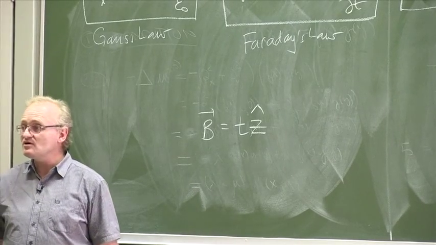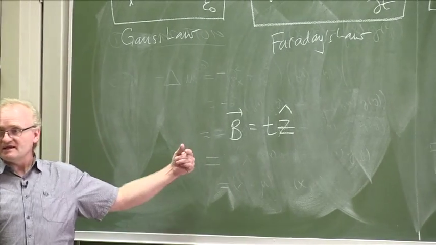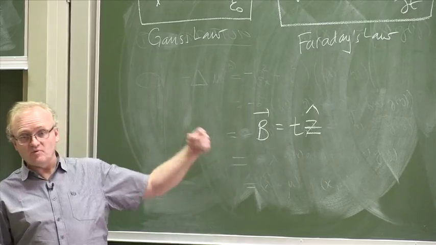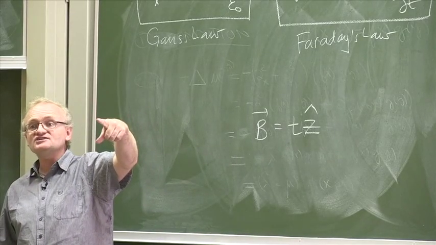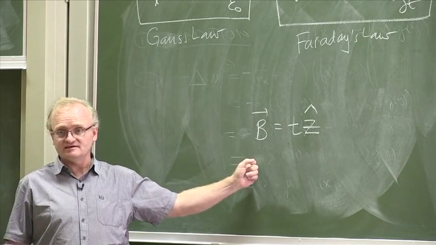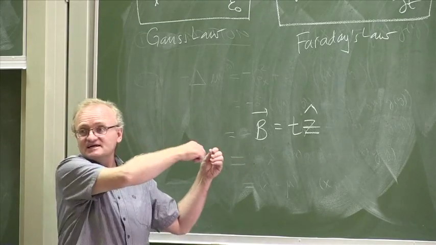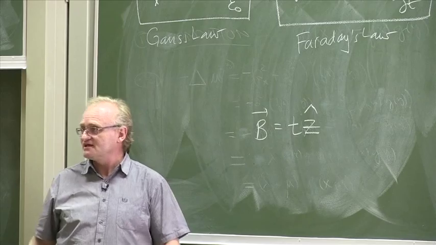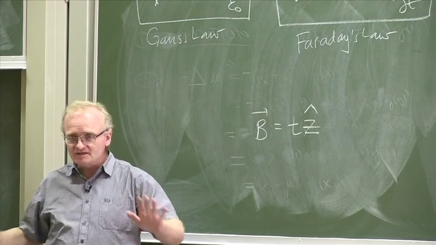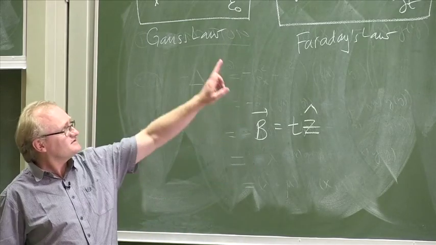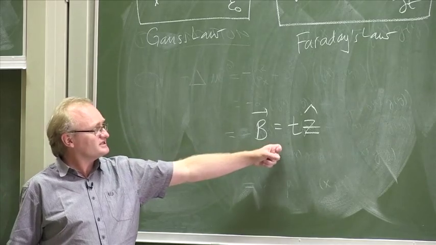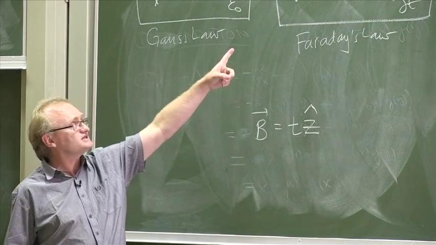So as time passes, what happens? The magnetic field points out of the board and its magnitude is increasing. So if you have to draw it as a vector, it points out of the board and its magnitude keeps getting longer as time passes. Everyone happy with that? Good. What does Faraday's law tell me? If I've got this magnetic field, what can you tell me about the curl of E?